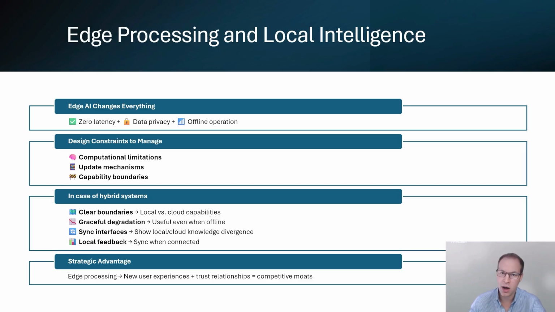We already saw how continuous learning and continuous improvement are fundamental to AI agents. You have to remember that edge processing isn't just a technical architecture. It enables new user experiences and trust relationships that can become significant competitive advantages, especially in specific verticals.